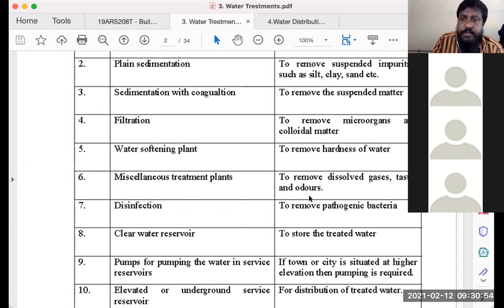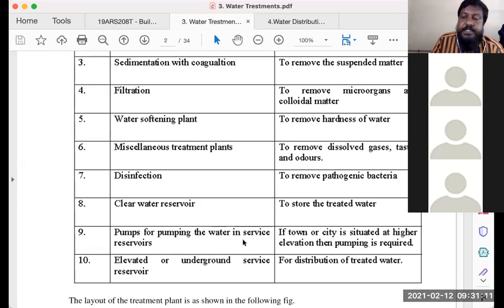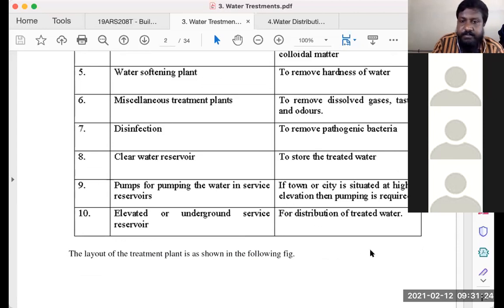Miscellaneous is if the water has some gases infused into it, then they'll be removed. Disinfection, that is chlorination, is one common method we know, to remove the pathogenic bacteria. After all of this process, the water is stored in a reservoir. This water will be distributed either through a pump system or through gravitational flow. So that's what is mentioned here.